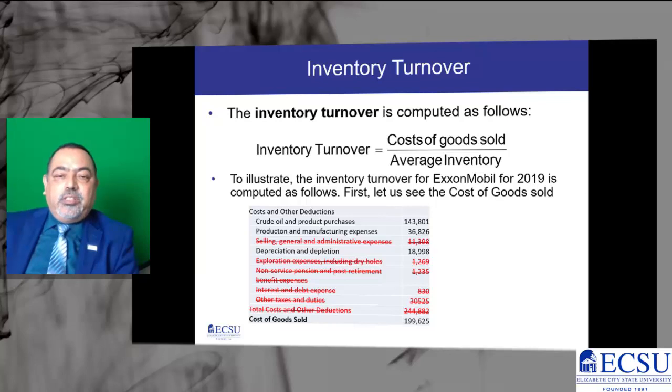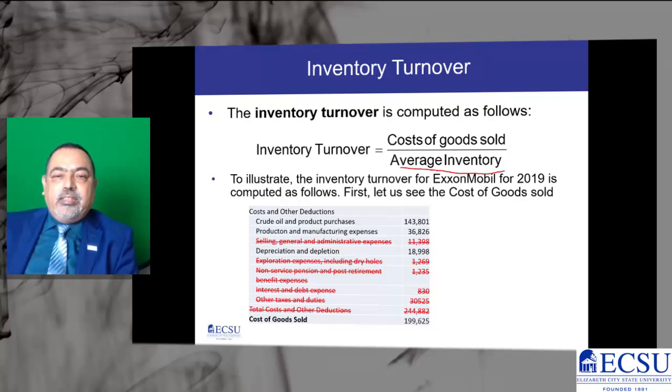Now, the inventory turnover is computed by using the formula cost of goods sold divided by average inventory. Again, like average receivables, we add the 2 years 2019 2018 and divide by 2. If you have been given only 1 year's figure, then you can just take one figure. That's how we need to understand.